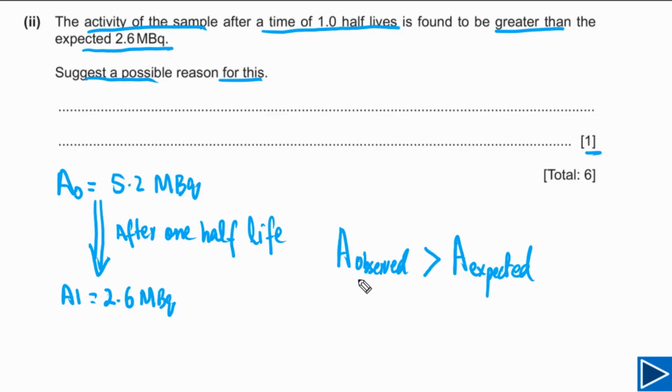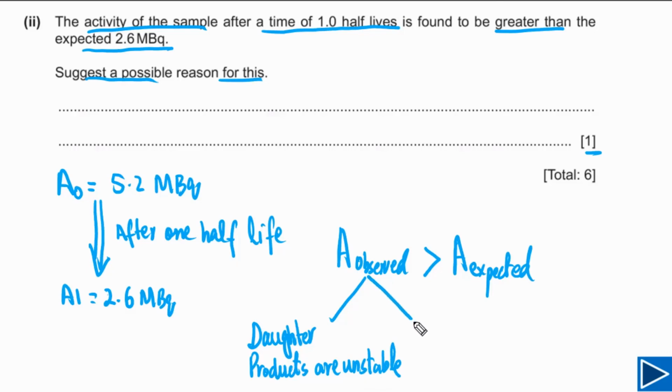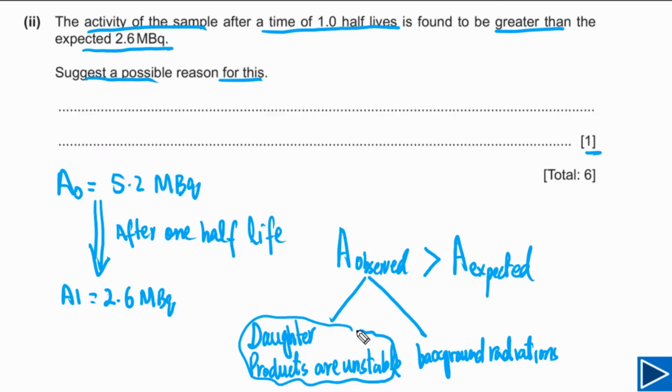There can be two reasons. The first reason can be the daughter products are radioactive, or we can say daughter products are unstable. And the second reason can be due to background radiation. So that's the reason the observed activity is greater than expected one. So these are two possible reasons. So you can write any one of them and you will get 1 mark.